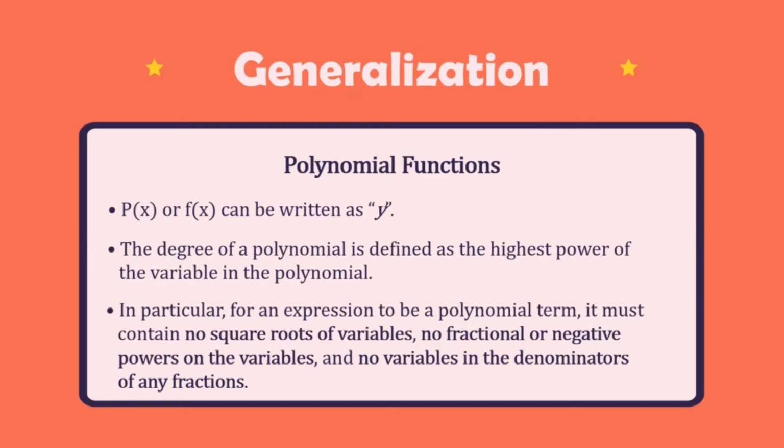For our generalization, polynomial functions p of x or f of x can be written as y. The degree of a polynomial is defined as the highest power of the variable in the polynomial. In particular, for an expression to be a polynomial term, it must contain no square root of a variable, no fraction or negative powers on the variables, and no variables in the denominators of any fractions.